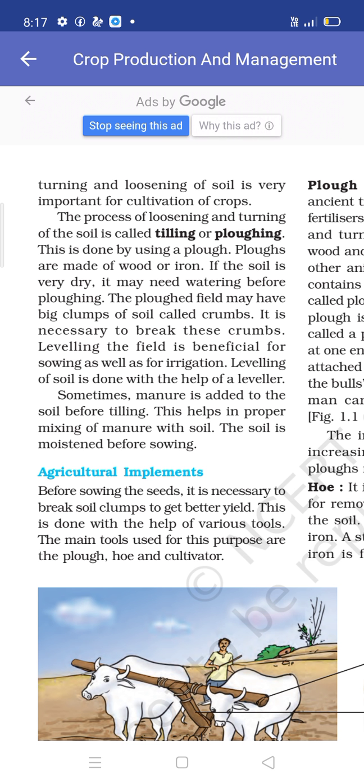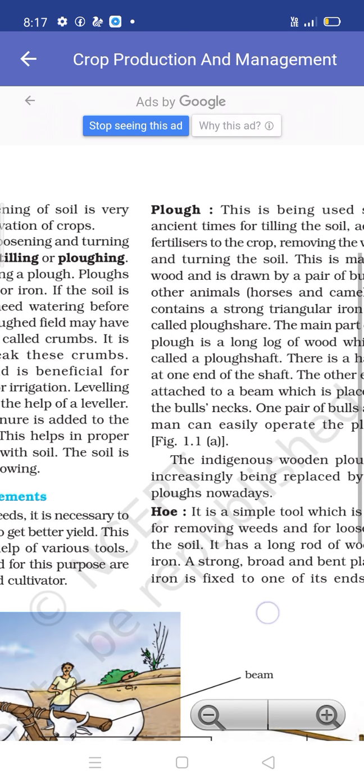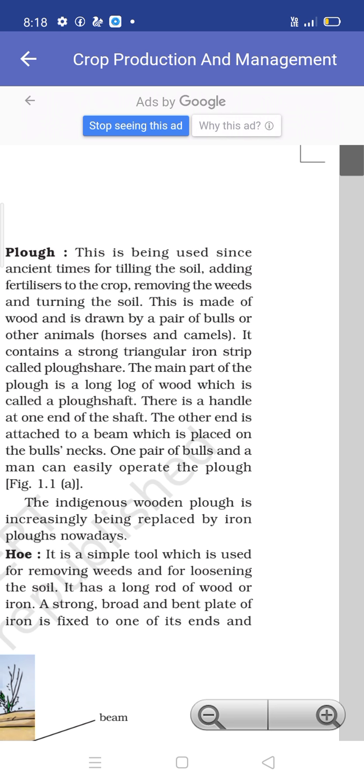So these are the plough, hoe and cultivator. We will look at each of them in detail. What is a plough? The plough has been used since ancient times for tilling the soil, adding fertilizers, removing the weeds, which means jungle grass, and turning the soil. It is made of wood and is drawn by a pair of bulls or other animals.